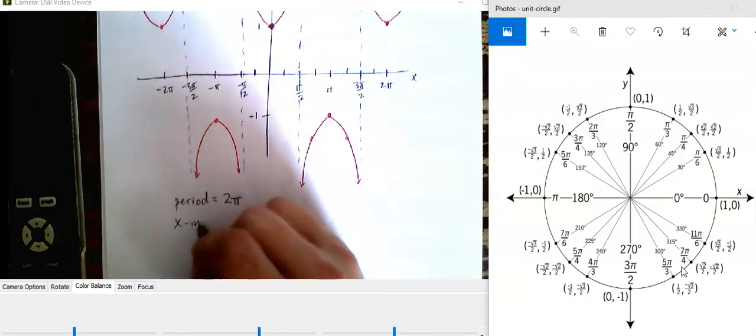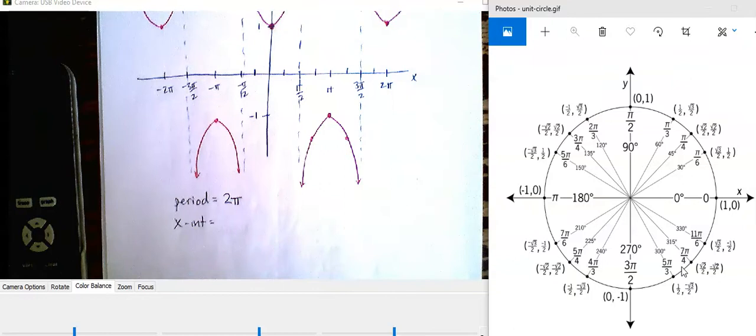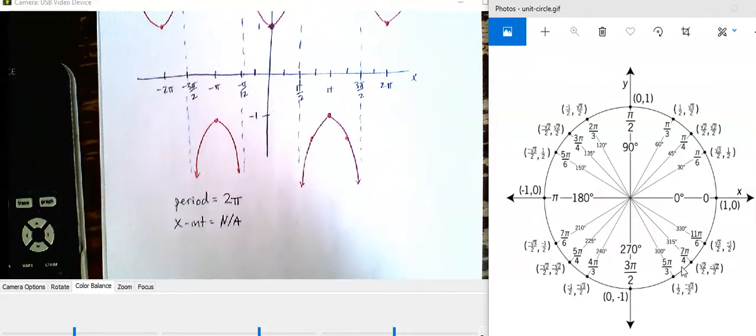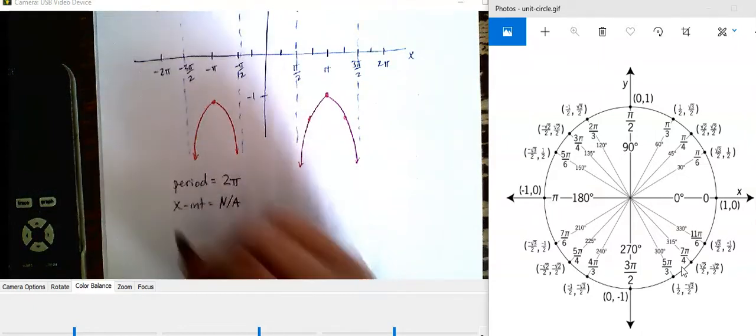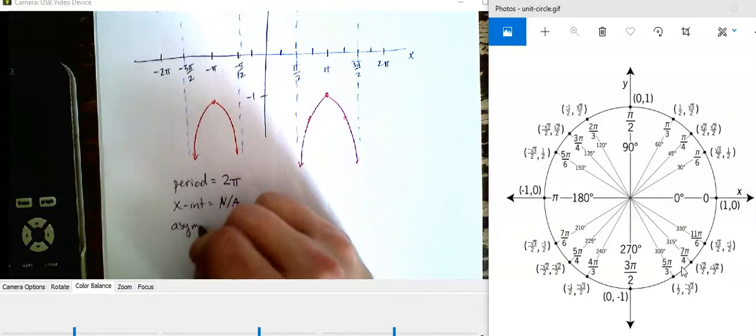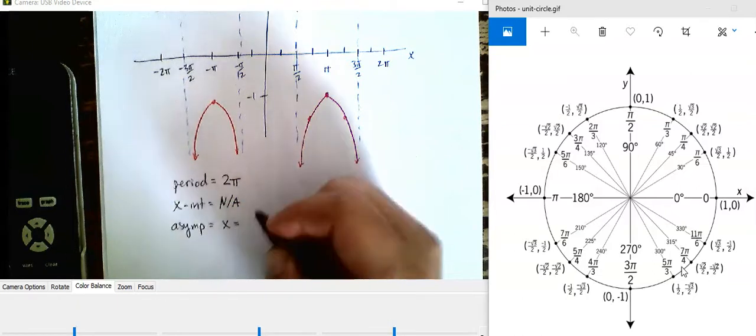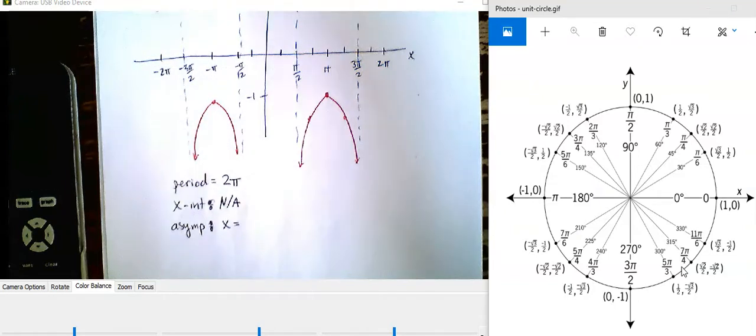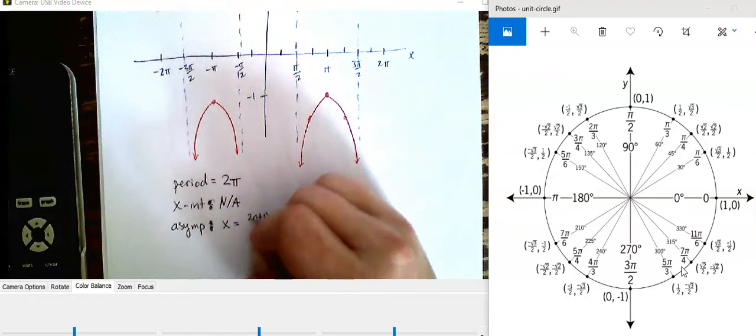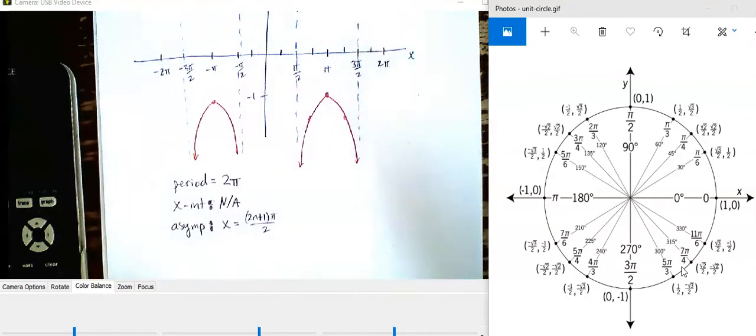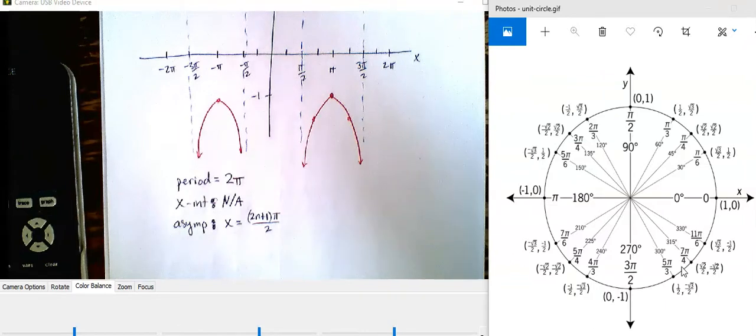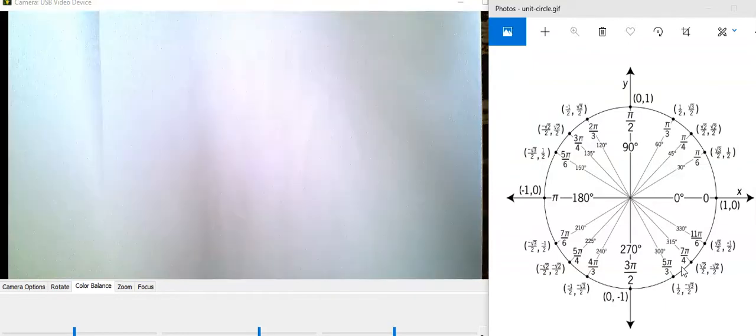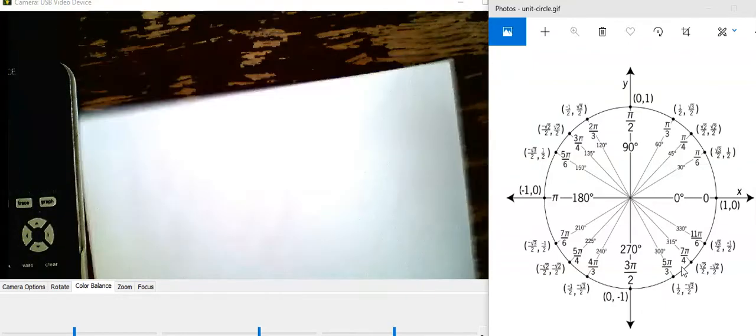Where the X-intercepts occur at nowhere, so this is not applicable, right? They have no X-intercepts for the basic one. And asymptotes happen when X is equal to odd multiples of pi over 2. Let's look at the cosecant curve, and then we'll fill in our table. We'll complete our property table.